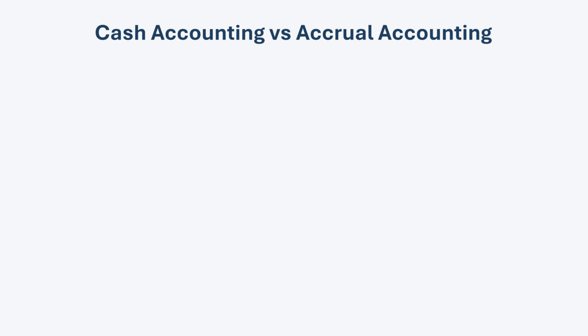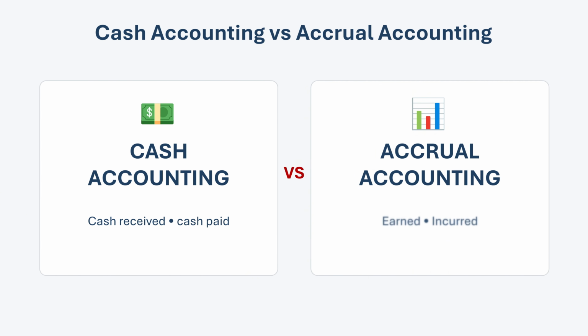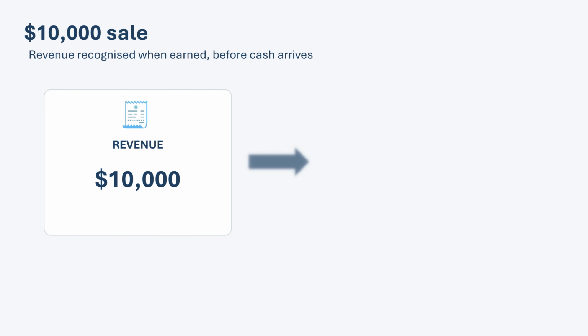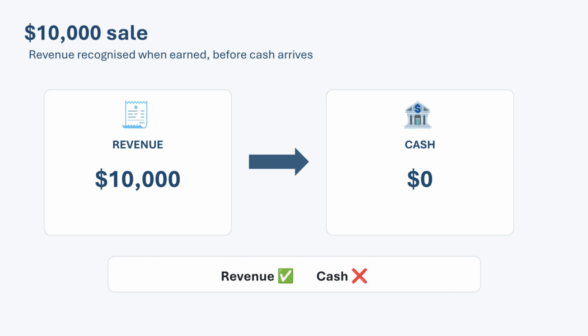Cash accounting or accrual accounting? What's actually the difference? And why can a business report revenue of $10,000 when it hasn't even received the $10,000 from its customer? Or, even more confusingly, how can a business receive $10,000 into its bank account but not recognize that $10,000 as revenue yet?